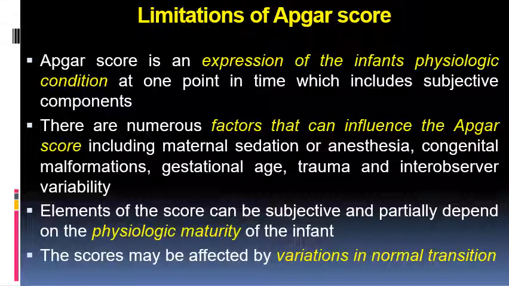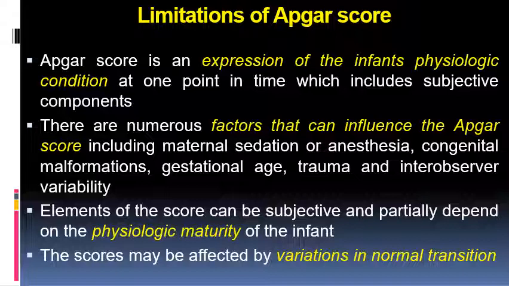So there are numerous factors that can influence the Apgar score, which include maternal sedation or anesthesia during the delivery process, then congenital malformations of the newborn, then the gestational age of the baby, then trauma and inter-observer variability. So these are the additional factors which may influence the Apgar score.